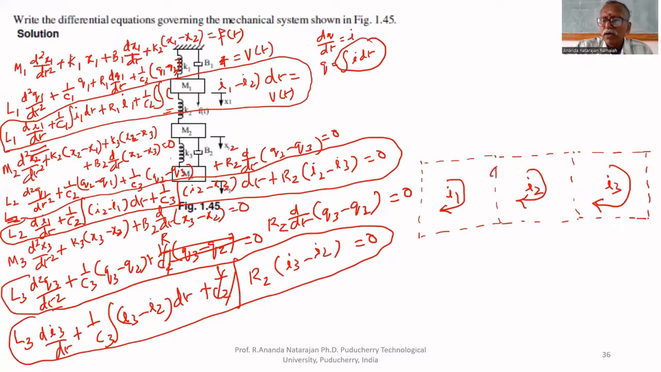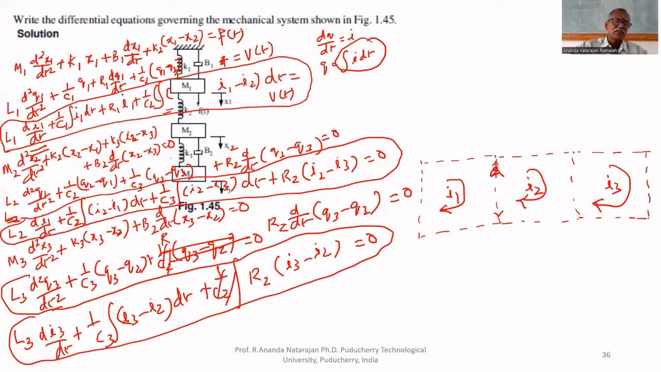What is the current through this path? In this direction, if you see, I2 minus I1. If you see in this direction, I1 minus I2. While considering the first loop, I1 minus I2. While considering the second loop, I2 minus I1. Because we are considering this direction as positive. Okay, three loops are there.